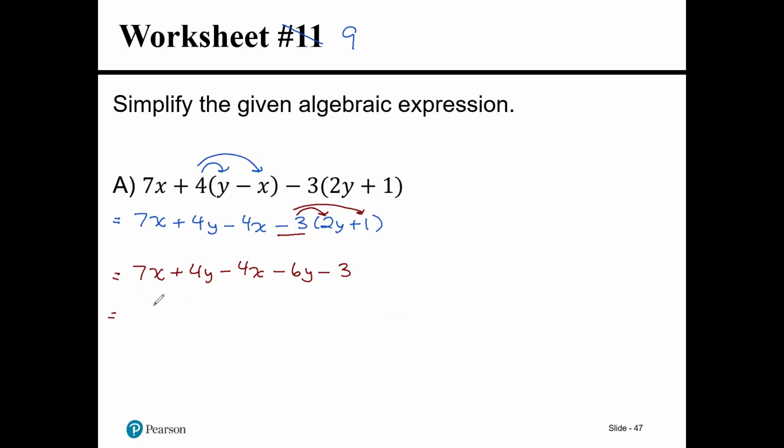So we combine like terms. We have 7x minus 4x. We have 4y minus 6y, and we have a -3. So I'm just grouping them together so they're like terms together. 7 minus 4 is just 3, so we have 3 x's. 4 minus 6 is -2, so we just have -2 y's. And the constant was by itself.